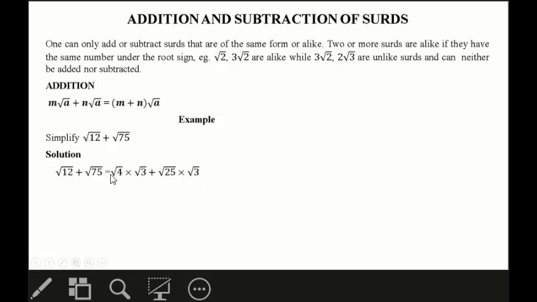Good. Then this root of 4 will give us 2, so 2 times this will give us 2 root 3. This root of 25 will give us 5. 5 times root 3 will give us 5 root 3. Then we add their coefficients as 2 plus 5 as shown here. Then we attach the root 3 to the expression. So over here we will get what? 7 root 3.